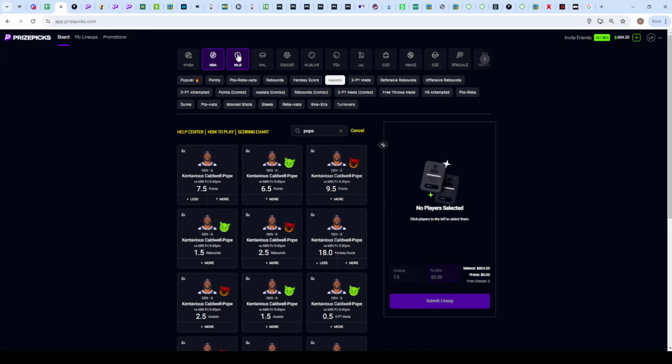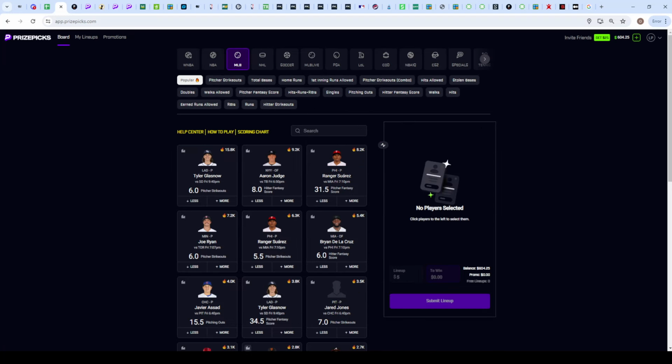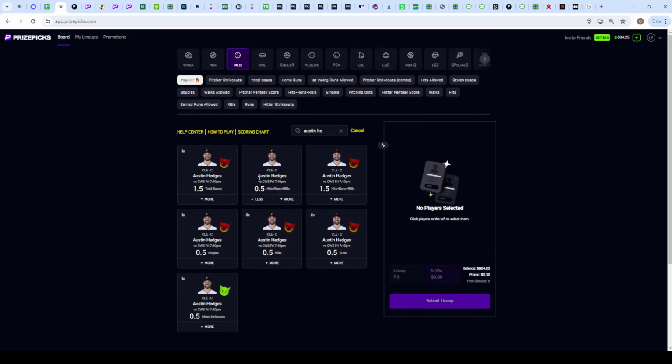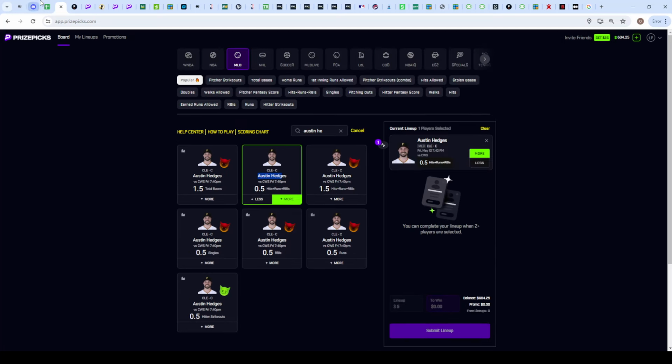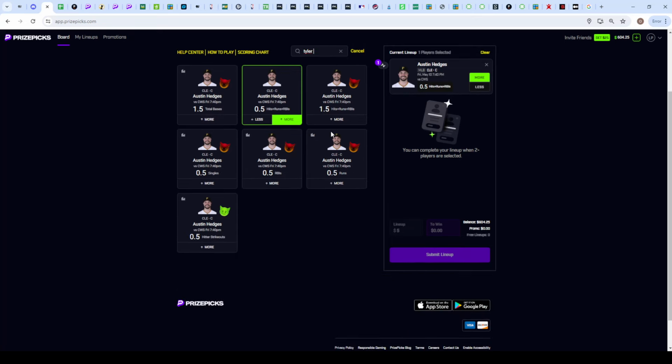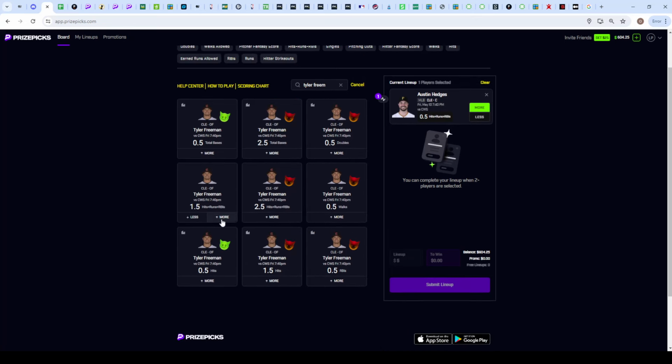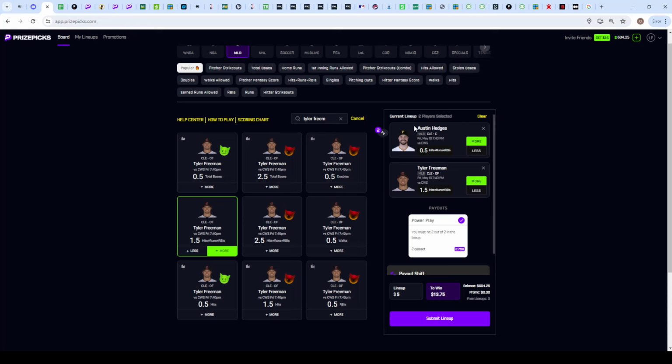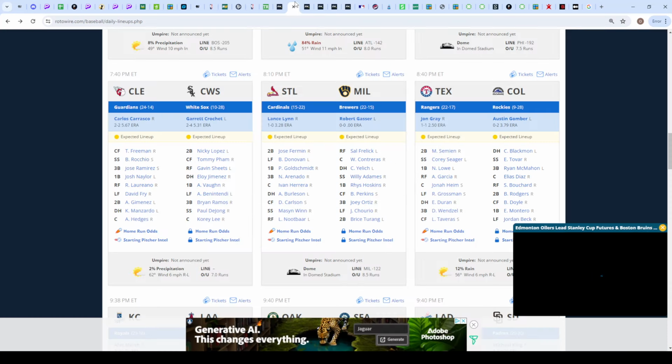I'm going to be going over to the MLB to create 2 full stacks for you guys here. First stack, I'm going over to Cleveland. I'm grabbing Austin Hedges on his over half a hits runs RBI. And I'm also going to take Tyler Freeman on his over 1.5 hits runs RBIs. As always, I'm not going to explain this too much. I've explained it in every single video, but I will show you the lineup and show you where these guys are sitting next to each other here.